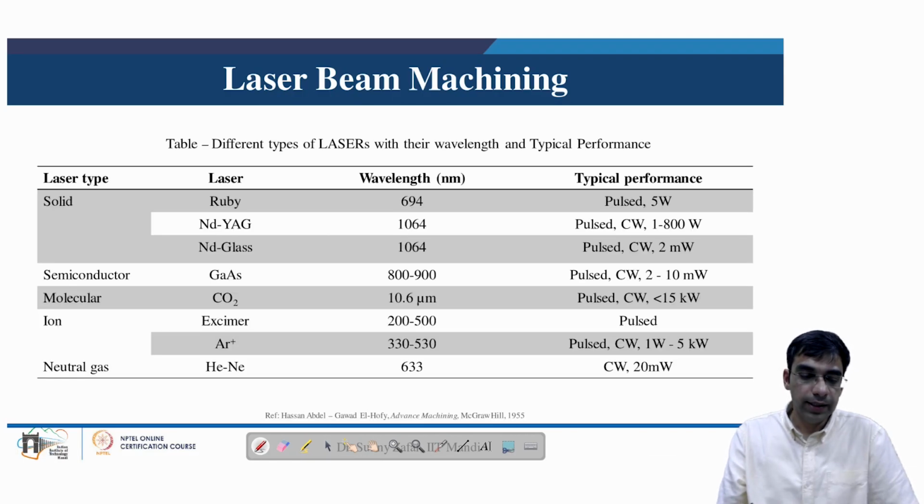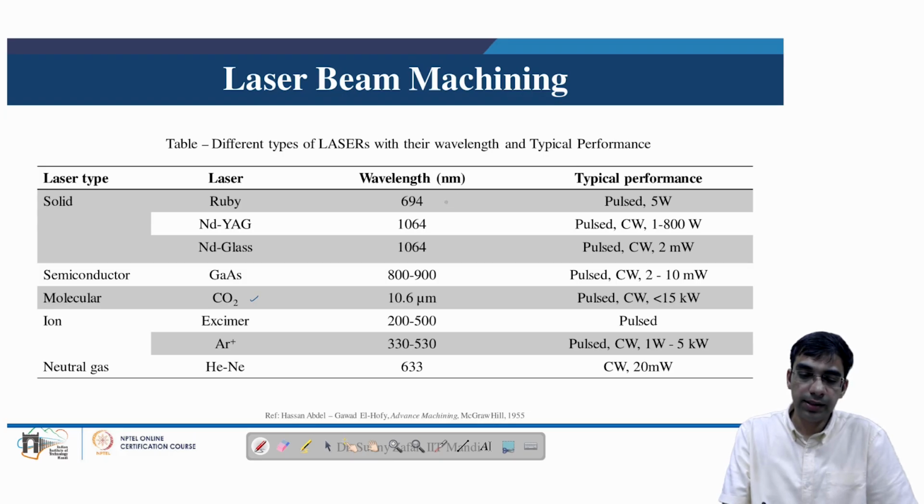So here we look at the lasers which are used in industry for manufacturing processes or material processing. These lasers are classified based on the type of the lasing medium. The type of the lasing medium varies from solid, semiconductor, molecular, ion or neutral gas. There are various types of lasing medium which include ruby, Nd:YAG, which is neodymium yttrium aluminum garnet, neodymium glass. Then we have carbon dioxide as another molecular laser, argon based, helium neon laser, etc.